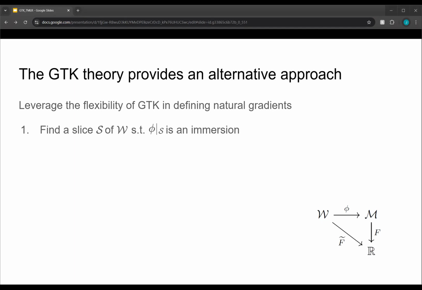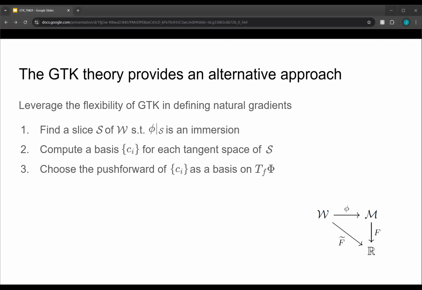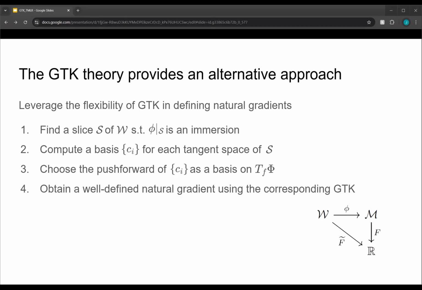Here are the major steps of this approach. Step 1. Find a slice S of the parameter space W such that mapping phi restricted on S is an immersion. A slice S is a submanifold of W that has some technical properties. Please refer to our paper for more details. Step 2. Compute a basis Ci for each tangent space of S. Step 3. Choose the push forward of Ci as a basis on the tangent space of big phi. Step 4. Use the GTK corresponding to the push forward of Ci to obtain a well-defined natural gradient.